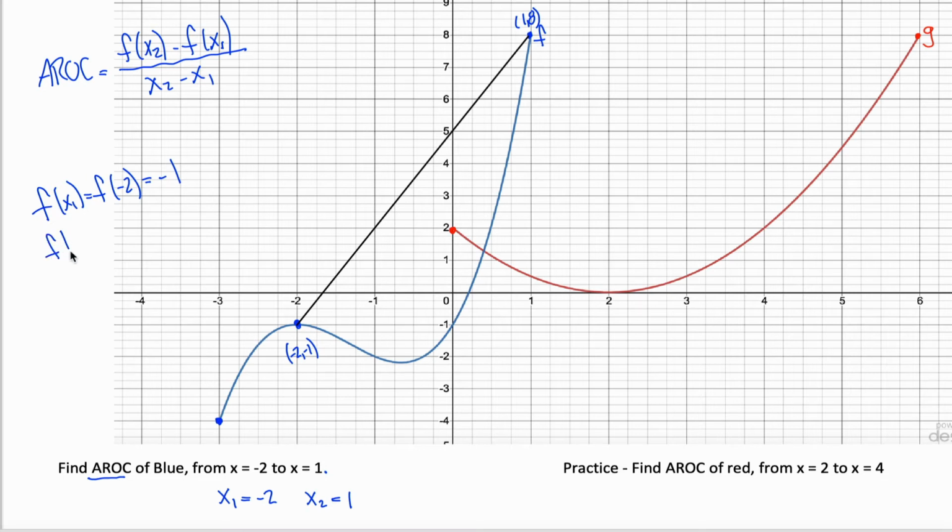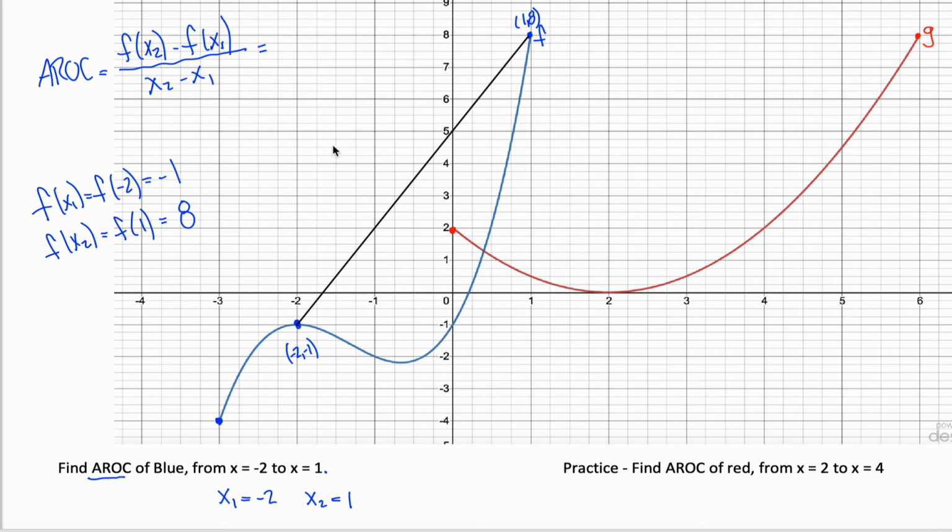Similarly, for f of x2, all I have to do is figure out what is f of 1. Why f of 1? Because x2 is the value 1. f of 1 is just asking me the question, what comes out of the machine when I put 1 into the machine? Here's where I put 1 into the machine. It looks like what comes out is the number 8. Therefore, f of x2 is equal to 8. I now have all 4 values, 1, 2, 3, and 4, that go into this quotient.